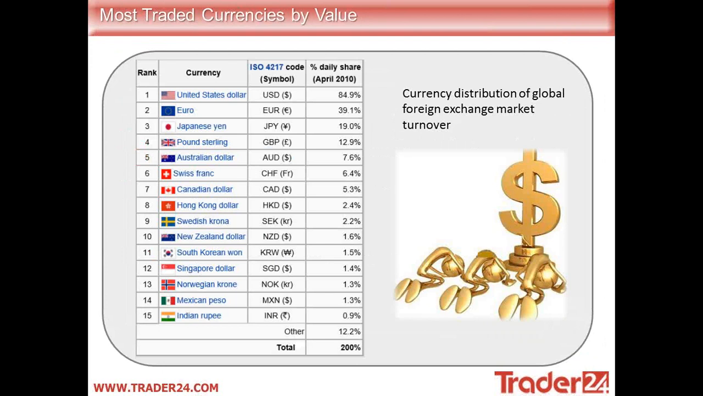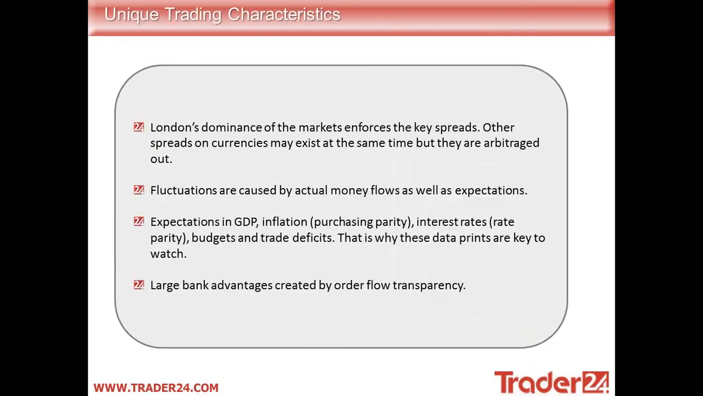Most traded currencies by value, and this is also fairly recent, up to April 2010, but it hasn't changed too much. It just indicates here that the top traded one really is the greenback at the moment, closely followed by the euro. And that kind of gets played out. If you have a look on the next few slides, I'll show you what I mean by that.